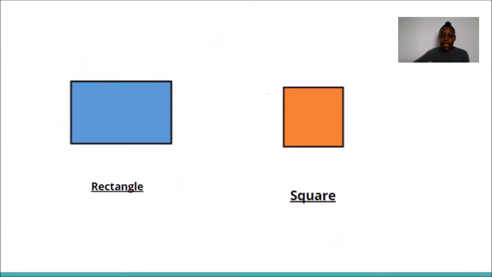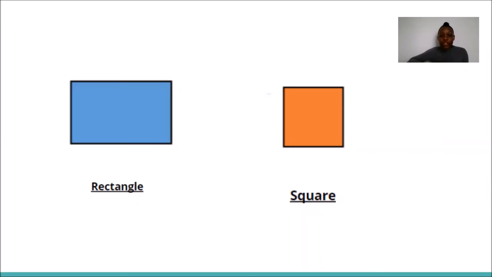So the first two shapes we're going to have a deeper look into are a rectangle and a square. Pause this video and discuss with your adult what is the same about these two shapes and what is different about these two shapes. Sometimes it can be quite hard to distinguish between them because they're quite similar. The square and the rectangle both have 4 straight lines and 4 corners.